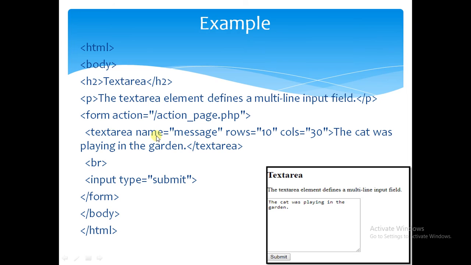Textarea name equal to message, which means we are creating a textarea for the message block. And rows equal to 10, which means there are 10 lines we can write here. And cols equal to 30, which means we can write 30 characters in a line or in a row.